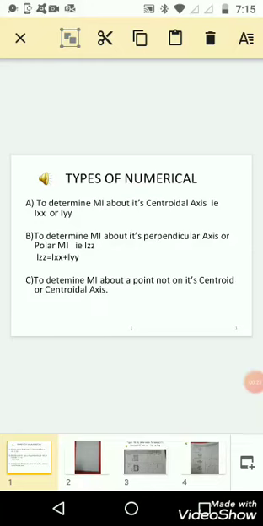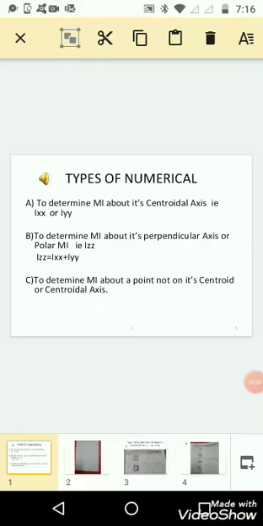The types of numericals: A, to determine moment of inertia about its centroidal axis, that is IXX or IYY. B, to determine moment of inertia about its perpendicular axis or polar MI, that is IZZ. IZZ is equal to IXX plus IYY.